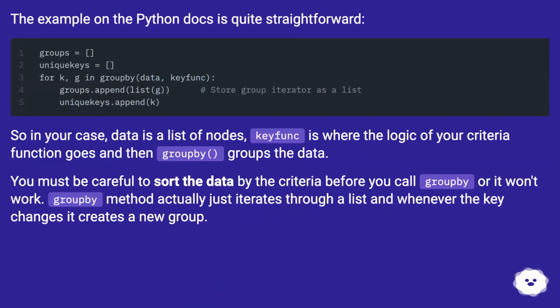The example in the Python docs is quite straightforward. So in your case, data is a list of nodes, keyfunc is where the logic of your criteria function goes, and then groupby groups the data. You must be careful to sort the data by the criteria before you call groupby, or it won't work. The groupby method actually just iterates through a list, and whenever the key changes it creates a new group.